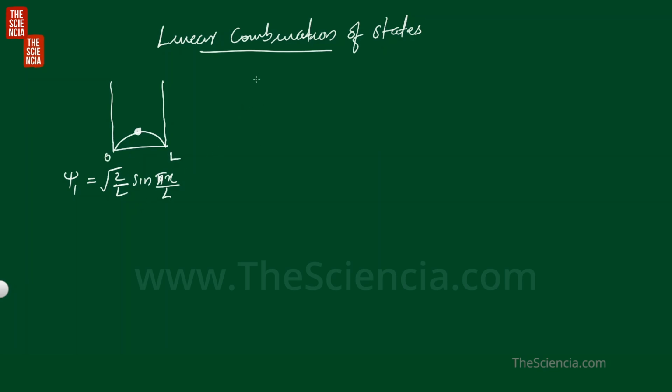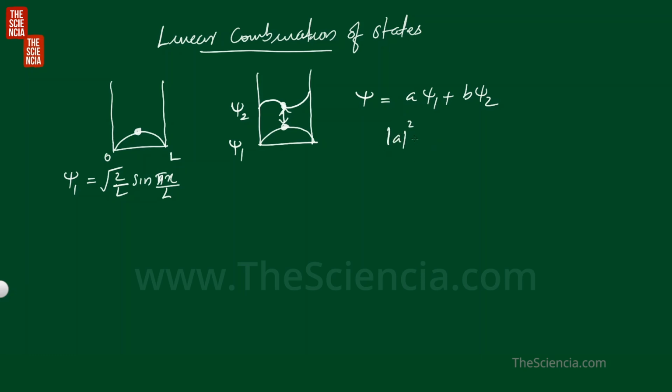Now, the particle is in a combination of states, that is, the particle will be there in the ground state and maybe it is in the first excited state. That is, the particle is oscillating between these two states. That is, the particle can exist in state psi 1 and also it can exist in state psi 2. So the wave function will be a combination, that is, psi will be equal to A psi 1 plus B psi 2. Here this particle can have a probability of mod A squared to be found in state psi 1 and a probability of mod B squared to be found in state psi 2.